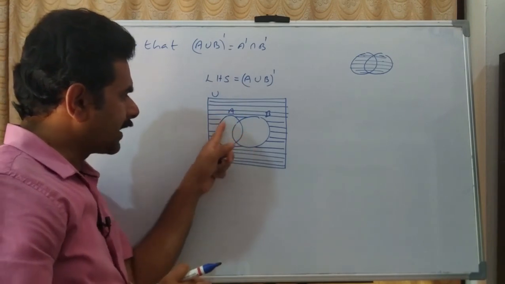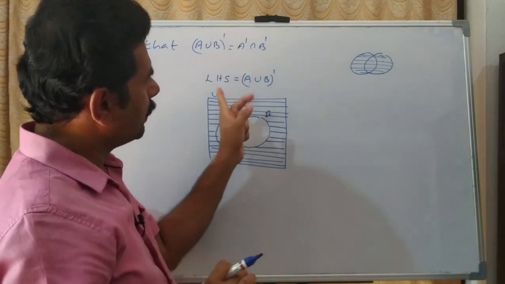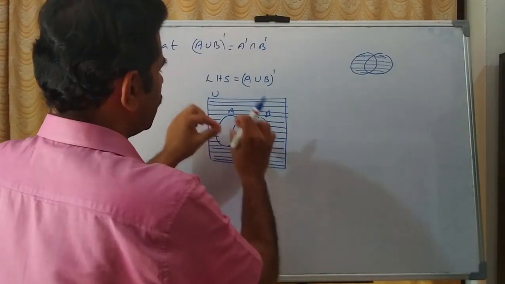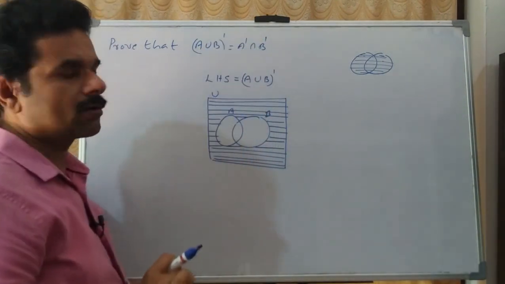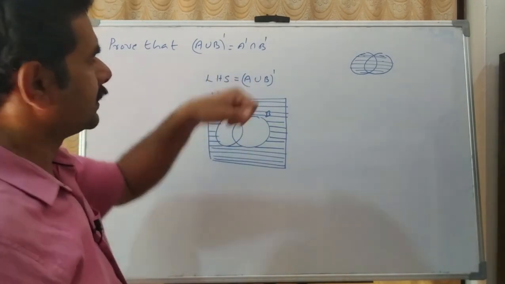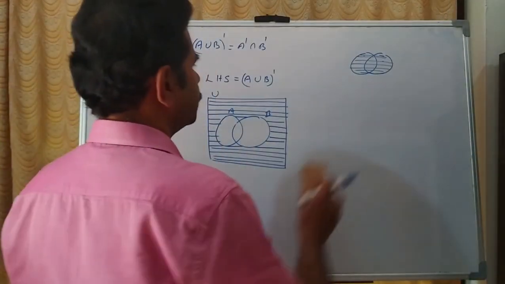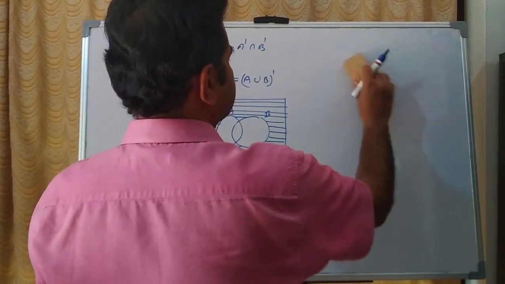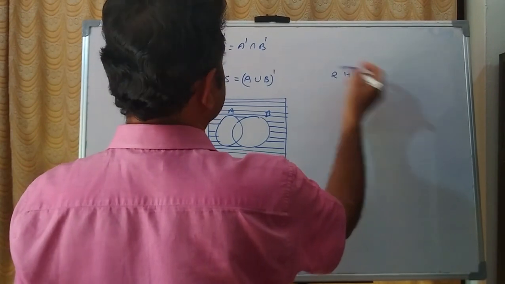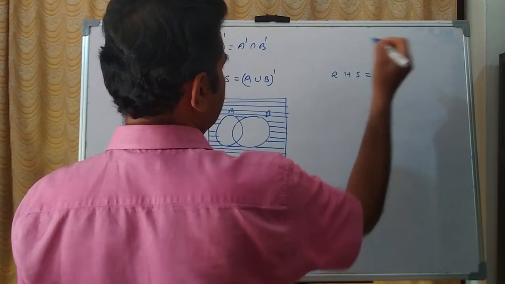A union B can be seen here without shading, and (A union B) whole complement is this shaded region. Shaded region only is (A union B) whole complement. So this figure represents the left hand side. Similarly, what is the right hand side? Right hand side is A complement intersection B complement.